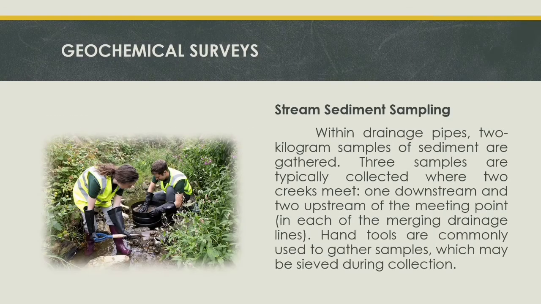Stream sediment sampling. Within drainage channels, 2 kg samples of sediment are gathered. 3 samples are typically collected where 2 creeks meet, 1 downstream and 2 upstream of the meeting point in each of the merging drainage lines. Hand tools are commonly used to gather samples, which may be sieved during collection.